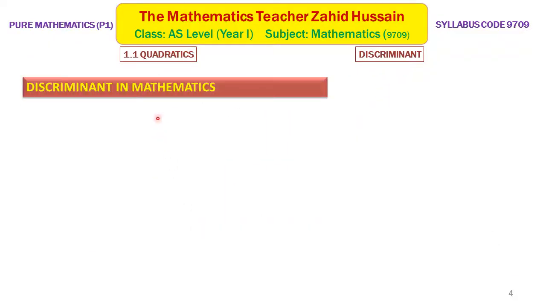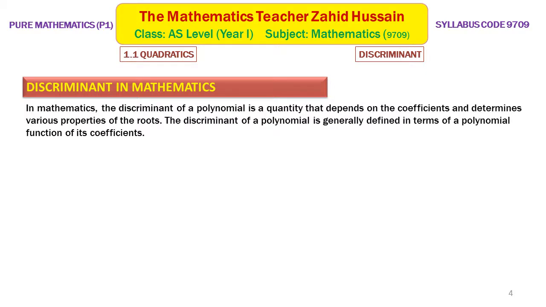Now, discriminant in mathematics. In mathematics, the discriminant of a polynomial is a quantity that depends on the coefficients and determines various properties of the roots. Roots means solutions of the polynomial. As you know that every quadratic equation has two solutions or roots. Every linear equation has one solution or root. So it determines various properties of the roots. The discriminant of a polynomial is generally defined in terms of polynomial function and its coefficients.